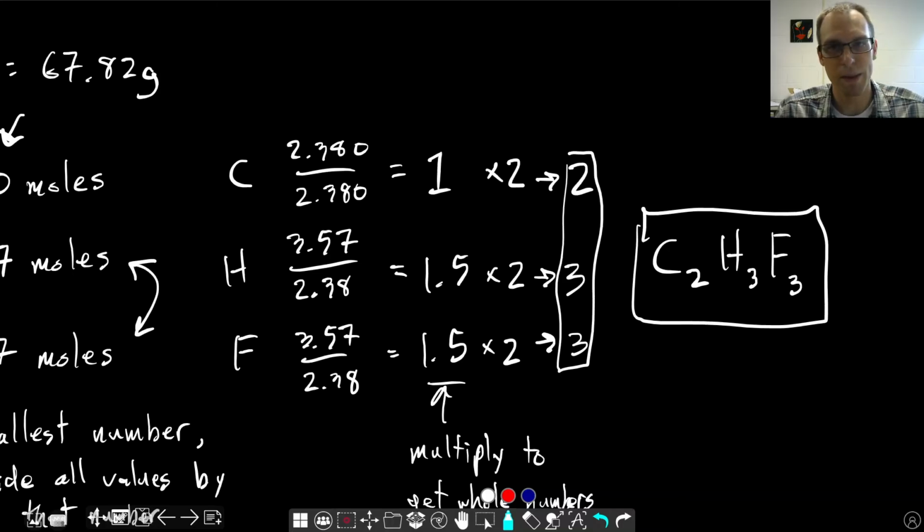That has to be provided by some additional information. But this is how we can get empirical formulas from percent composition data. And so we'll get some more practice with this in class, and you also get some more practice with this on your homework.